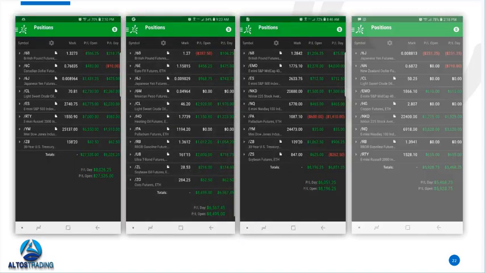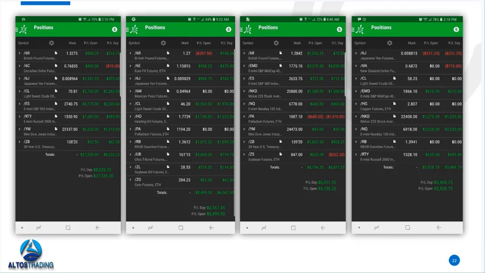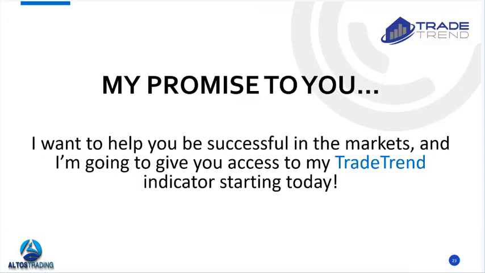So again, this is more proof of me using the indicator myself in my own real money TD Ameritrade account in the futures market, to back up what I'm teaching you and show you that it has worked well for me. Again, not every trade's a winner. I've got some losers in there, but the key takeaway is that typically the losers will be well contained, and my winning trades far outpace my losing trades, which is critical to achieve a positive expectancy in the market. I want to help you be successful in the markets, and I'm going to give you access to my Trade Trend indicator starting tonight, so you can begin using it as early as tomorrow.